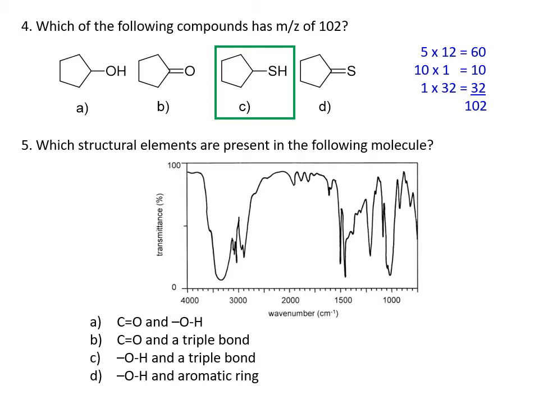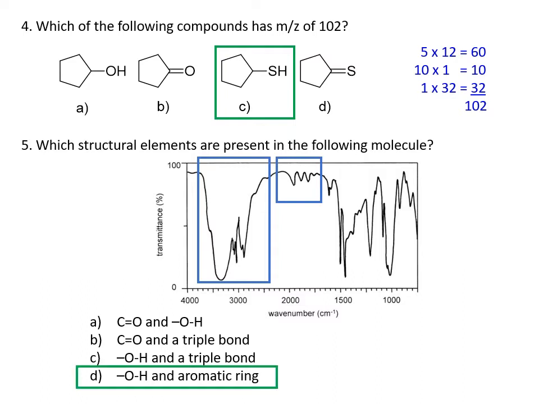Next question, which structural elements are present in the following molecule? So looking from the left, we can see around 3300 a rather large hydroxyl group. So we can tell that this molecule has hydroxyl group, OH. And then the other characteristic structural element, between 2000 and 1600, we can see several small peaks. That's an indication of aromatic ring, of benzene ring. So we would draw a conclusion that this molecule has OH group and aromatic ring.